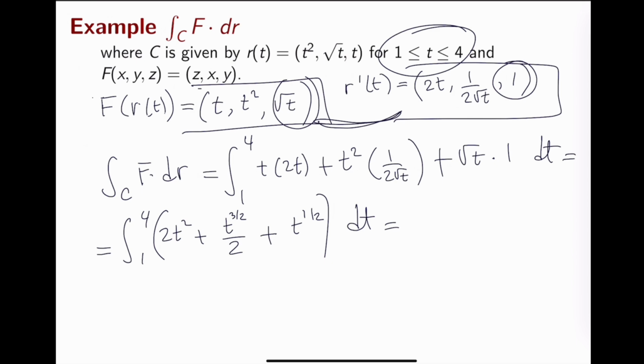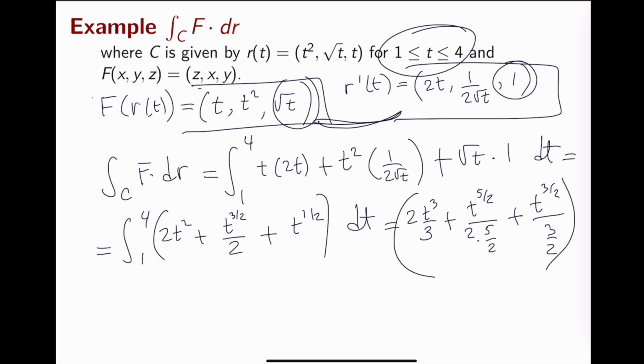And so, doing the primitive here, the primitive of 2t squared will be 2t cubed over 3, plus the primitive of t to the 3/2 will be t to the 3/2 plus 1, which is 5/2, over 5/2, and times this 2 that was already there, and plus the integral of t to the 1/2, that will be t to the 3/2 over 3/2. And all these should be evaluated between 1 and 4. So let's simplify first.